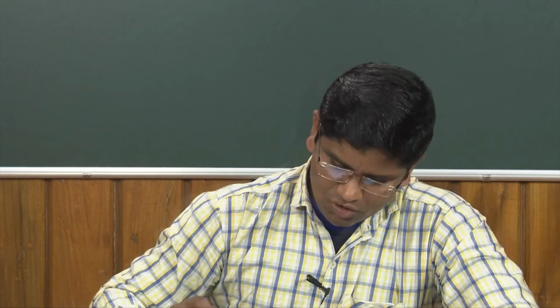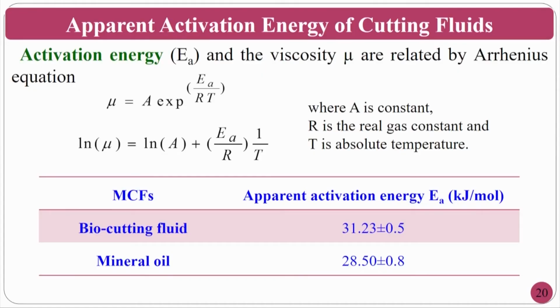If you see the apparent activation energy of the cutting fluid, the relation between the activation energy and the viscosity is given by the Arrhenius equation, that is, mu equals A into exponential of EA by RT, where A is a constant, R is the real gas constant, T is the absolute temperature, and EA is nothing but the activation energy. Whenever you take the log on both sides, you can convert it like this.